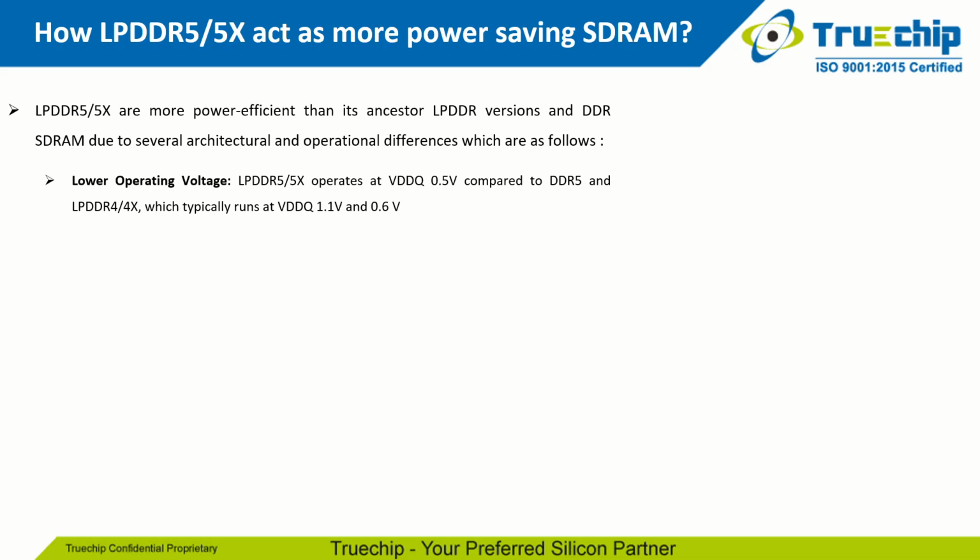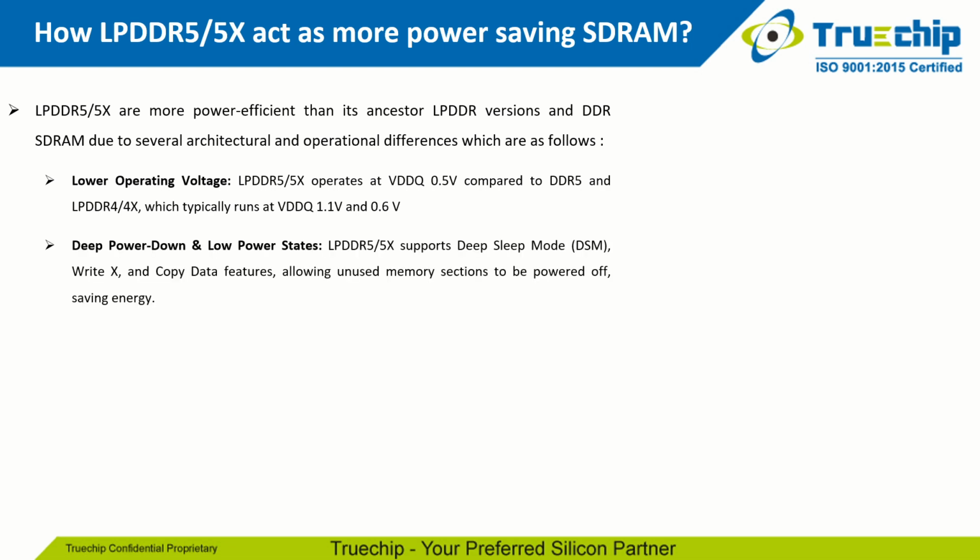LPDDR5 5X comes with reduced input-output capacitance for signals such as CK, CA, DQ, WCK, RDQS, etc. Deep power down and low power states: LPDDR5 5X supports deep sleep mode (DSM), write-X, and data copy functions, allowing unused memory sections to be powered off and saving energy.